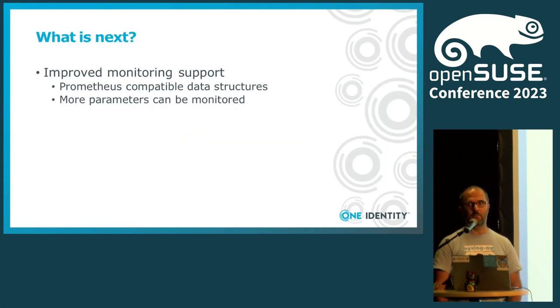So what is next in the development of Syslog-ng? Right now, the main focus of development is monitoring support. One of the first changes after the 4.0 release was adding Prometheus-compatible data structures to Syslog-ng statistics. And the past two releases added a lot more parameters which can be monitored within Syslog-ng. So it's not just the number of messages, but also the various caches and so on, which you can follow in the various Syslog-ng statistics.